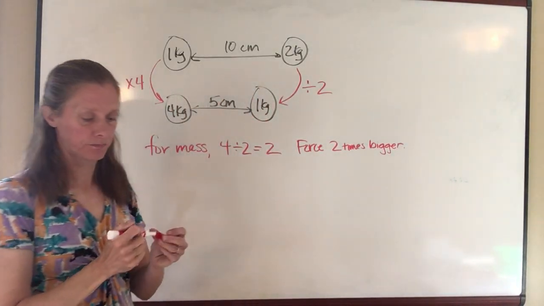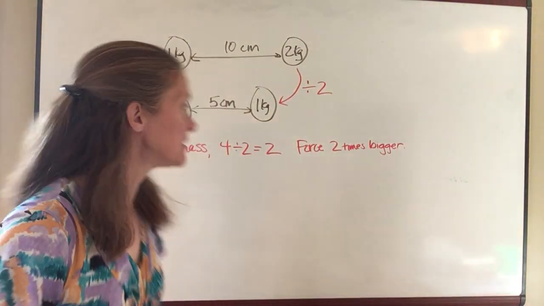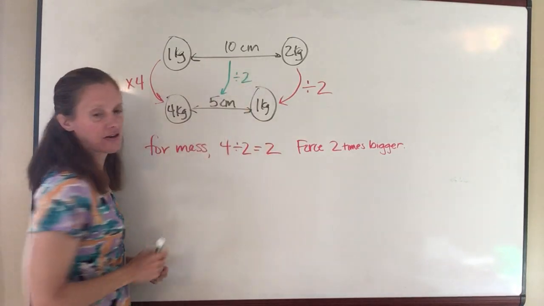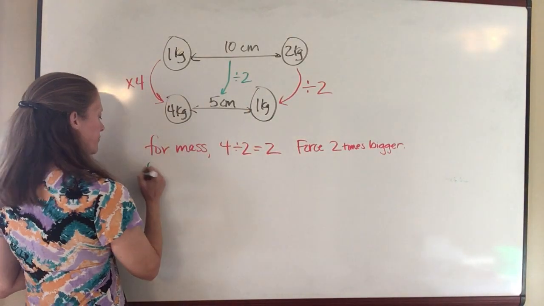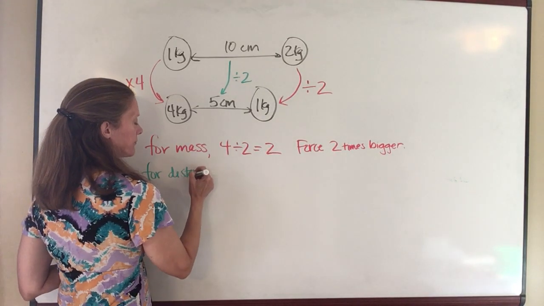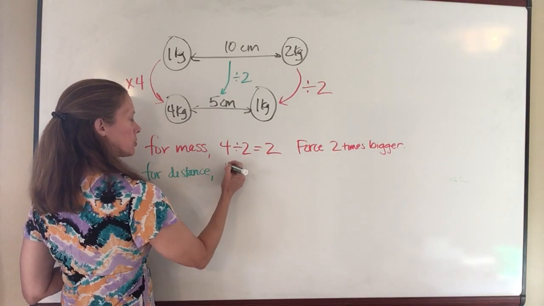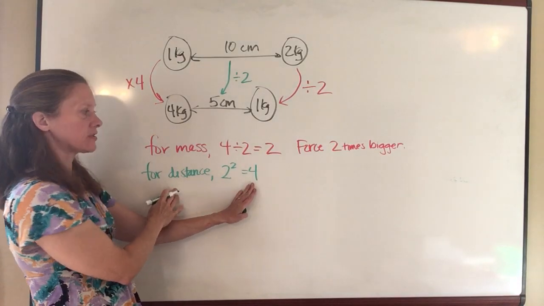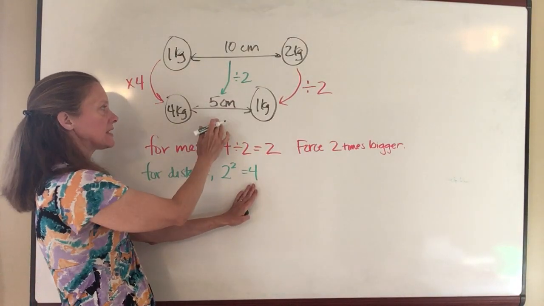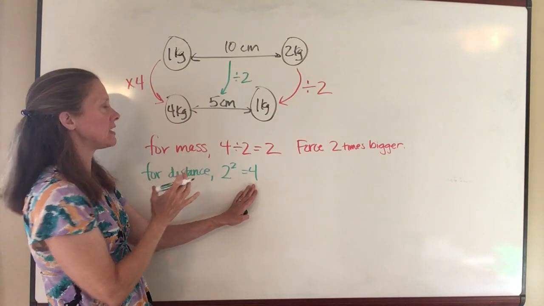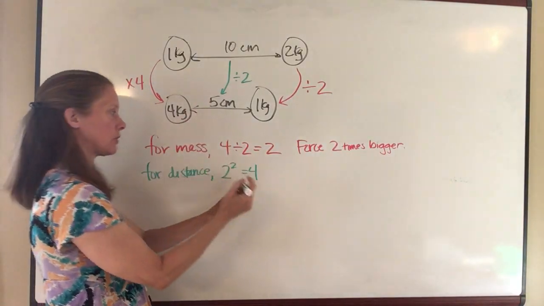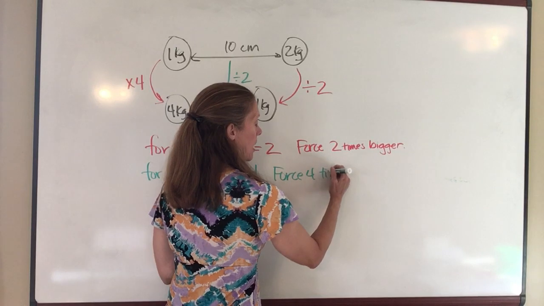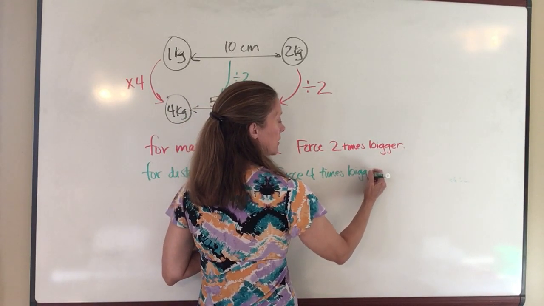than it was before. Okay, now let's look at what effect the distance is going to have. To get from 10 centimeters to 5 centimeters, I had to divide that by 2. So when I think about distance, remember that we always have to square the distance. So I took 2 and I squared it, which is going to give me 4. But for distance, the closer they get together, the stronger the force is going to be. So since I pulled those together, the force is now going to be stronger. So because of the distance being less, the force is now 4 times bigger than it was before.